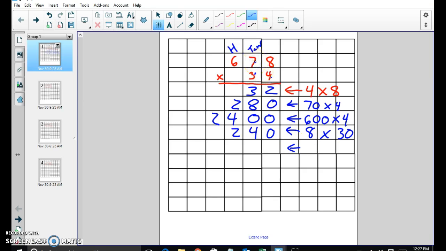Times that 7, but that's in the tens place, so it's going to be 70 times 30. 21 with 2 zeros. And then the 3 times the 6. But please remember that 6 is in the hundreds place. 600 times 30. So that'd be 18 with 2 zeros.